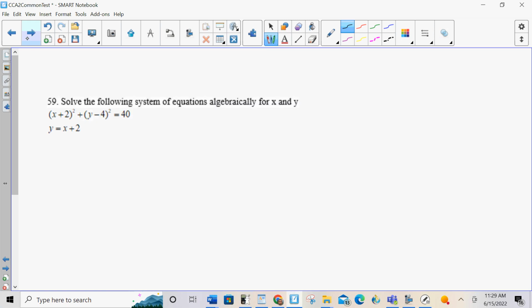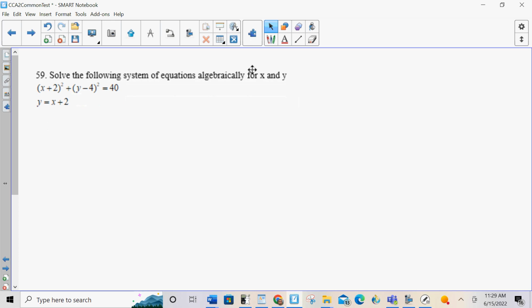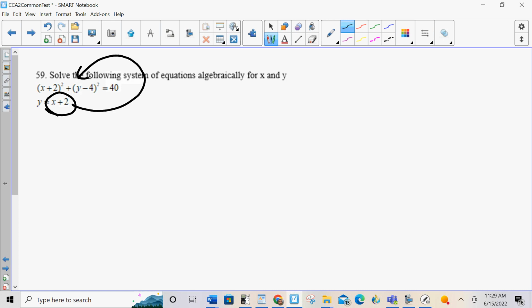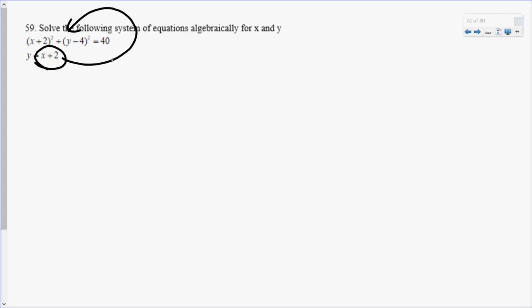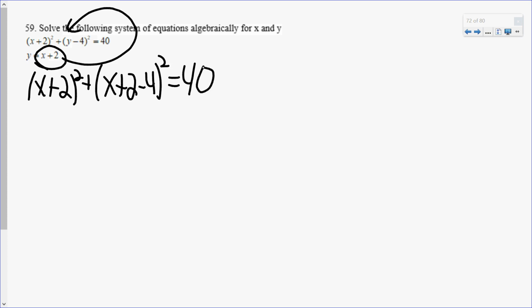Systems of equations. Not many shortcuts you can do here. Step 1, you need to have a variable by itself in at least one equation. Well, y is by itself already. So I'm going to substitute one equation into the other. So I am going to replace the y with x plus 2. That's step 1. Now I'm going to combine like terms. 2 minus 4 is negative 2.